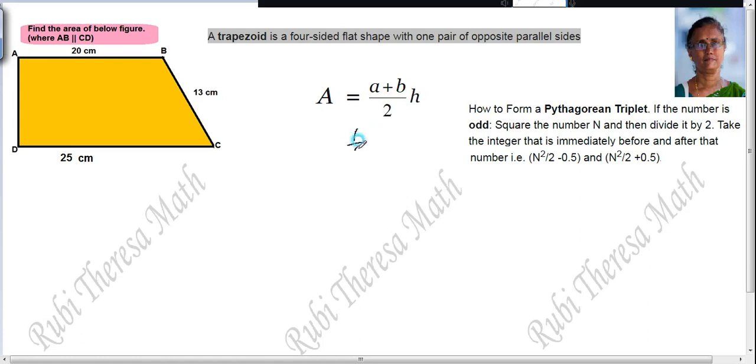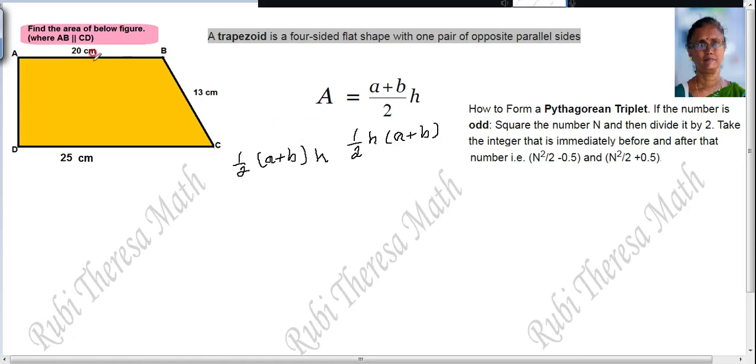Otherwise, you can write it like this: half into H into (A plus B). Half of the height is multiplied with the sum of the parallel sides. You can write like this also: half into (A plus B) into H. So any one way, just choose it and do the problem.